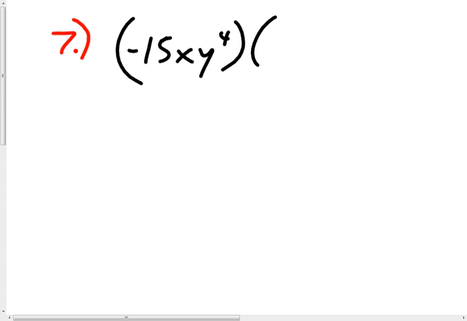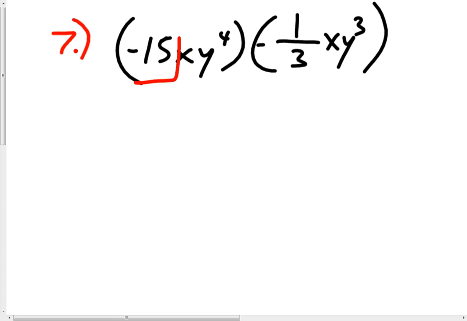Number 7. Negative 1/3 x y 3. Is there anything on the outside of the parentheses? No, so I don't have to worry about that. Then I focus on what's in front. You can use the calculator. What is on the sideboard for fractions on a calculator? What do you use?